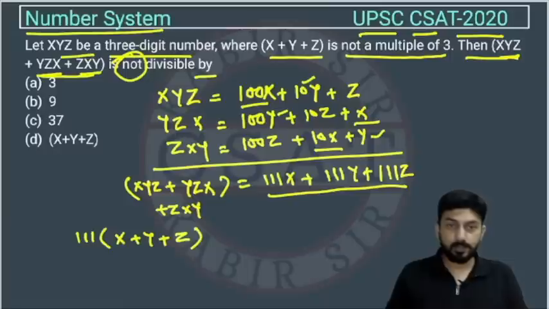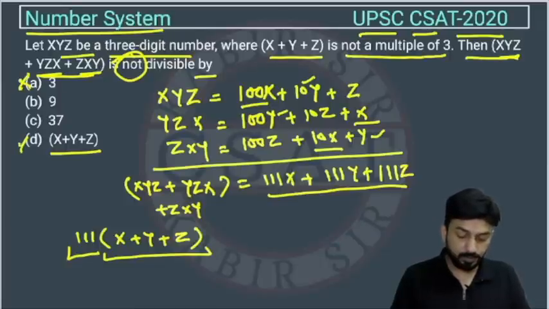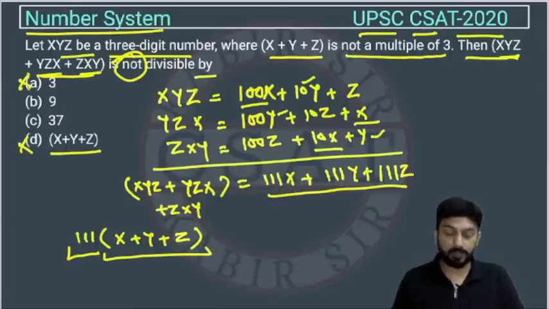And we know this number is not divisible by 3. What about this number 111? 1 plus 1 plus 1 is 3, so this number is divisible by 3, then this total number will be divisible by 3. Now this number will also be divisible by xyz, because if we divide it by xyz, xyz will cut this xyz. So this cannot be the answer. We have to find out which one it is not divisible by. Now we will check with 9.